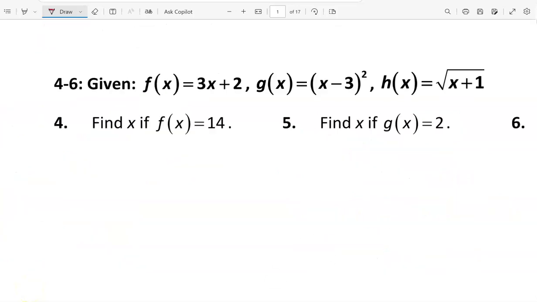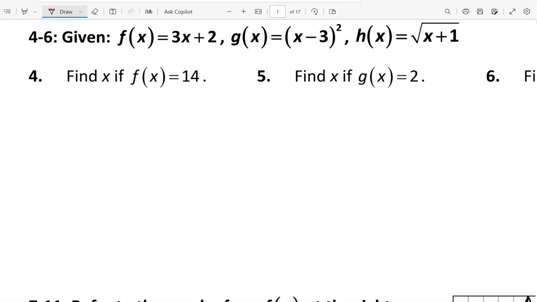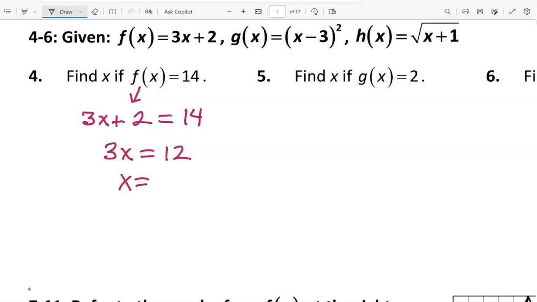In 4 through 6, we're given functions f of x, g of x, and h of x, and we're asked to find x if f of x is equal to 14. So I'm going to replace f of x with what it is equal to, 3x plus 2, and solve the equation 3x plus 2 is equal to 14. And that gives us an x value of 4.